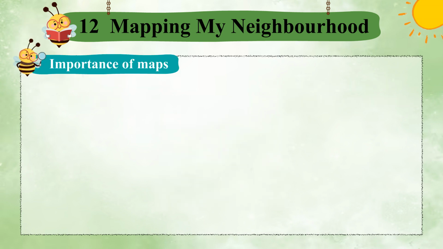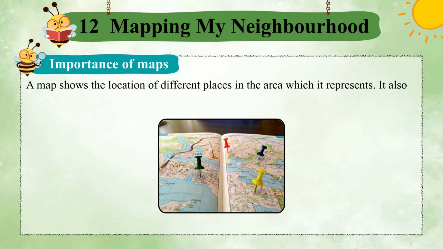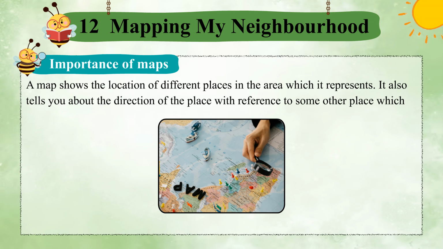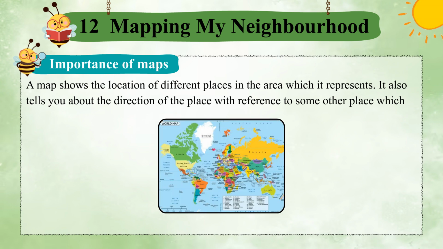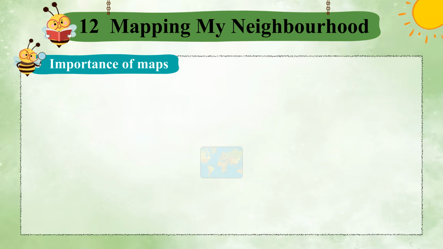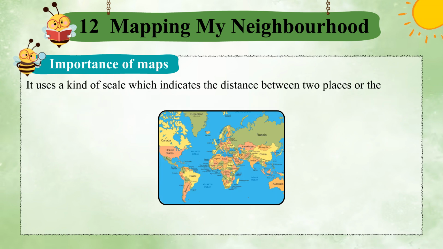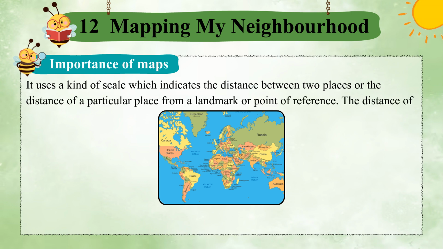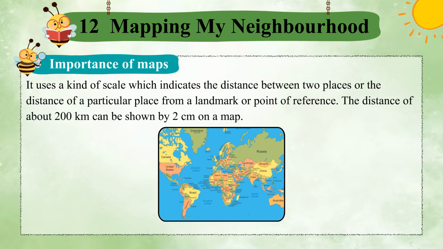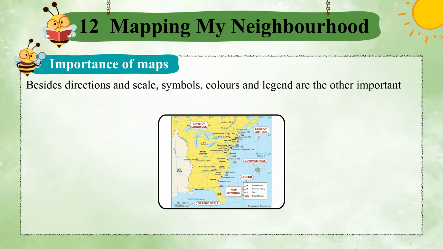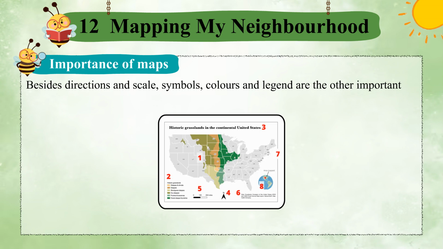Importance of maps. A map shows the location of different places in the area which it represents. It also tells you about the direction of the place with reference to some other place which you are familiar with. It uses a kind of scale which indicates the distance between two places or the distance of a particular place from a landmark or point of reference. The distance of about 200 kilometers can be shown by 2 centimeters on a map. Besides directions and scale, symbols, colors and legend are the other important elements of a map.